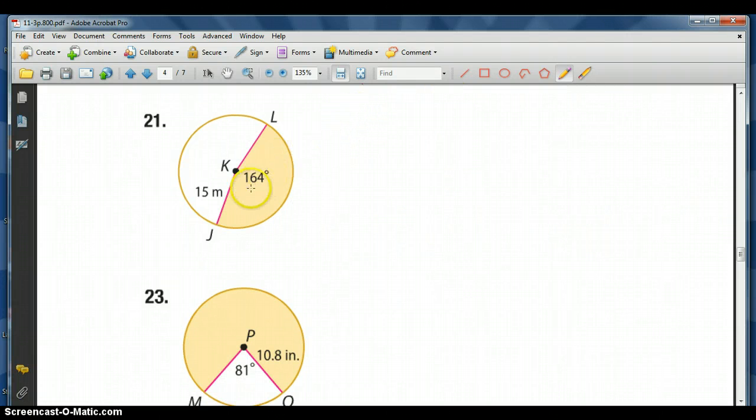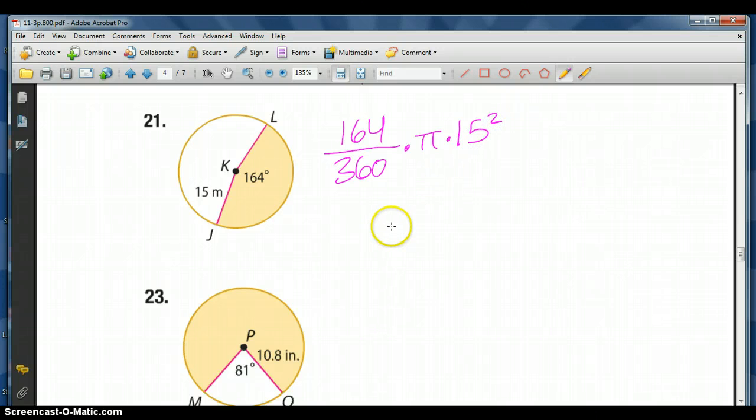For number 21, our central angle is 164. So 164 over 360 times pi, radius is 15. And go to your calculator. 164 divided by 360 times pi times 15 squared, which is approximately 322 square meters.